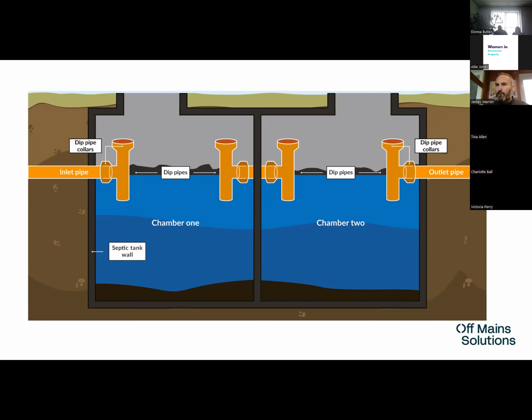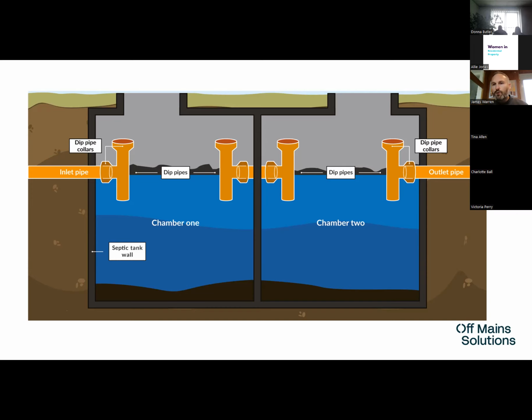Now, septic tanks are either 1, 2 or 3 chambers, and the more chambers you have, the slightly cleaner the water gets before it exits. But the absolute critical T-piece, irrespective of how many chambers a septic tank has, is the final outlet T-piece. That T-piece is the last protection for the soakaway.